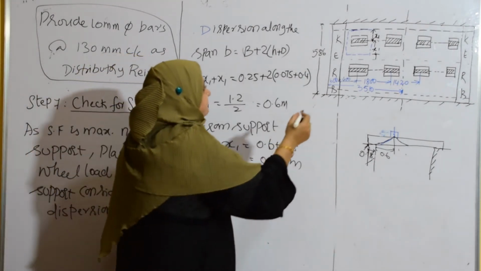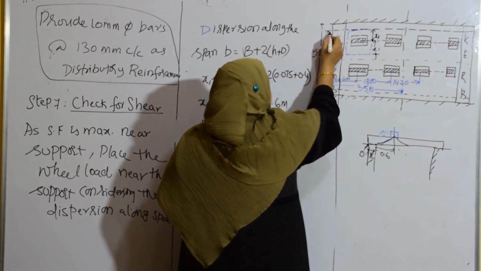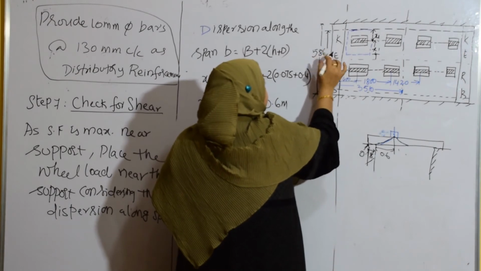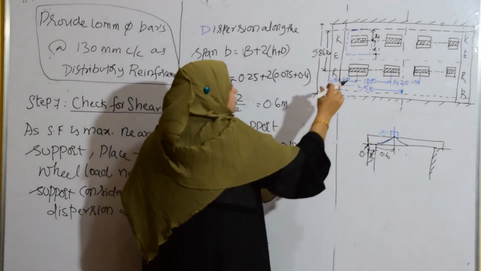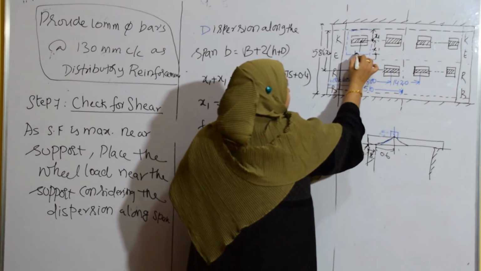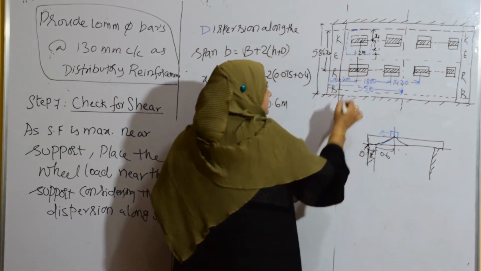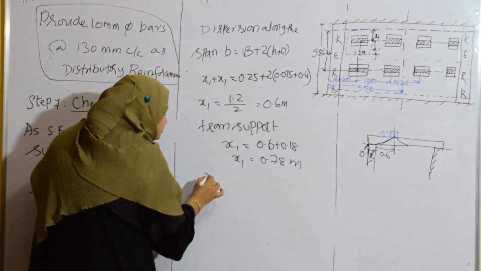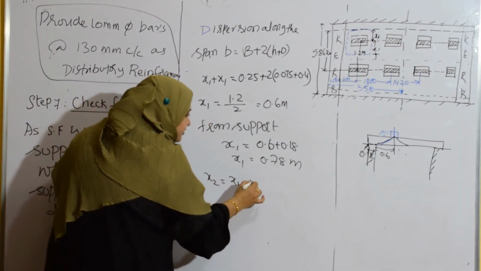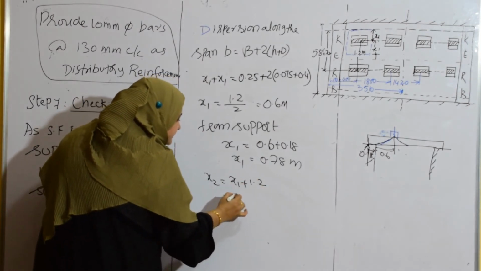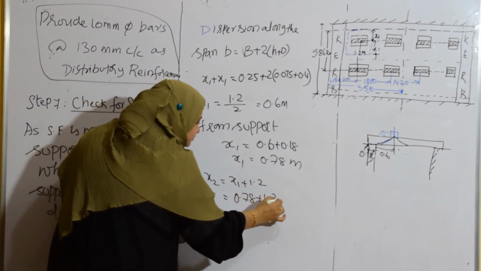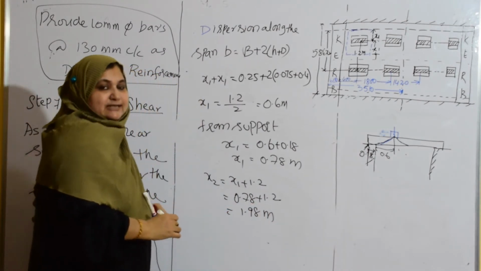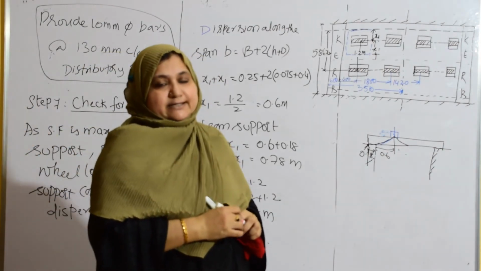Now x2, from the same support, this is x2 because it is the second axle. You know the center to center distance is 1.2 meters. I have already explained class A loading: axle to axle distance is 1.2 meters. So x2 will be x1 plus 1.2, that is 0.78 plus 1.2, which comes out to be 1.98 meters. So like this you have to calculate x1 and x2.